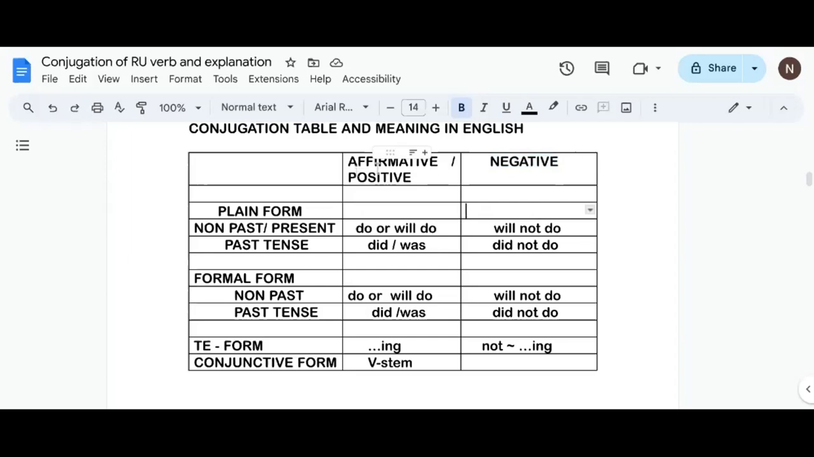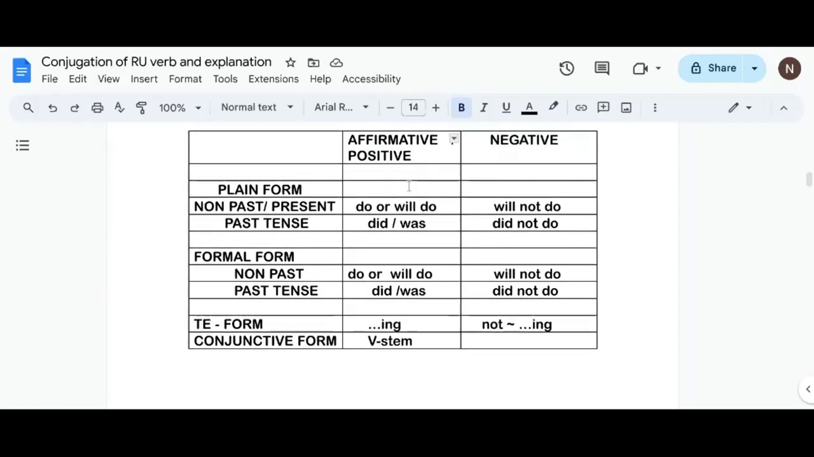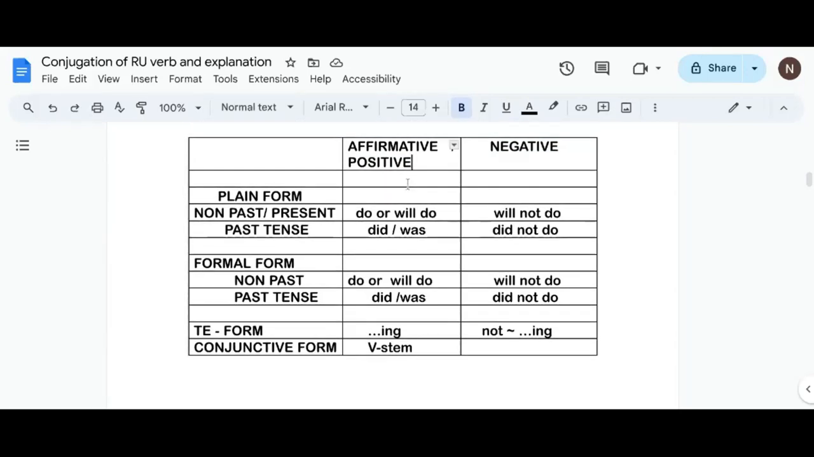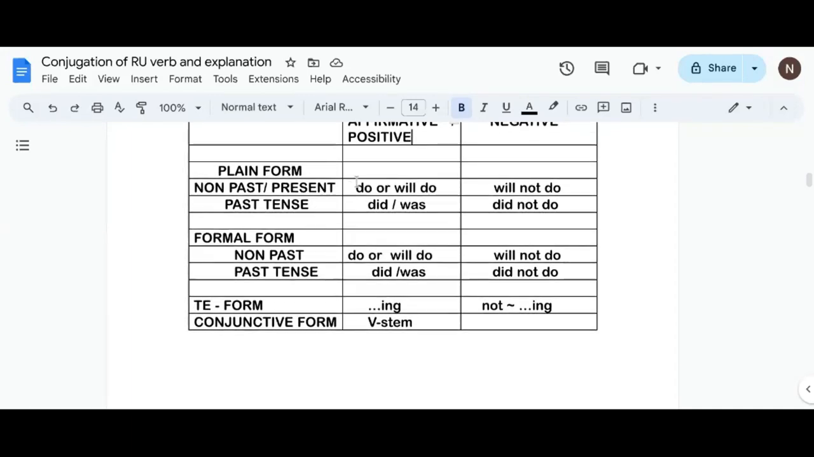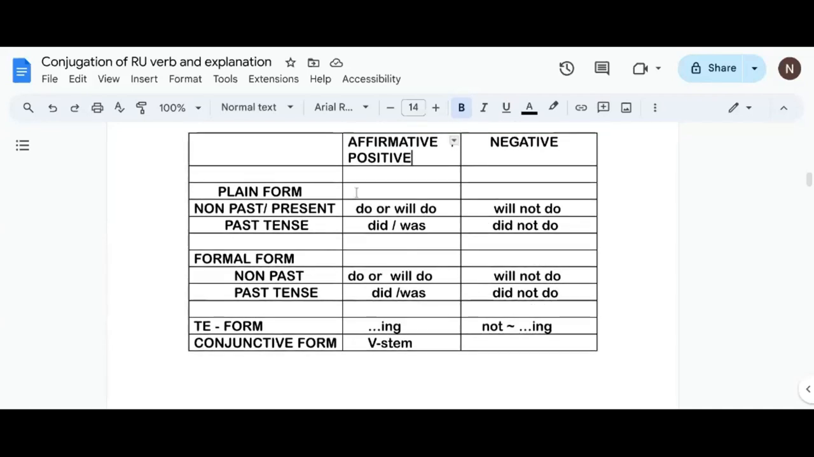Now, in your affirmative, or we also call this positive. For you not to be confused, I put the positive here, because we have the positive and we have the negative, okay? So the affirmative, positive, these are all the present. The present, okay? And then we have here the plain form, the non-past or the present, and the past tense. Again, there is no future, if you would notice. Only the present or the past tense, okay?